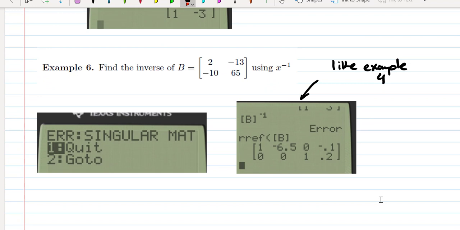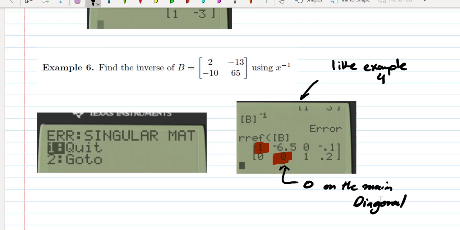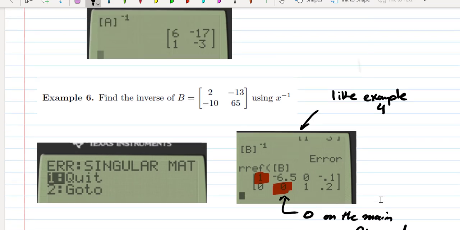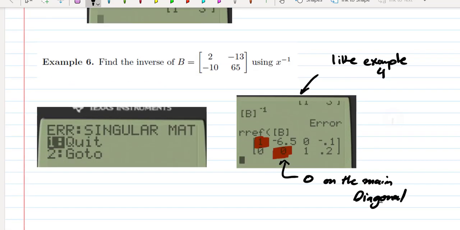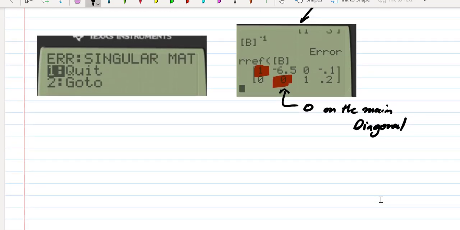I notice I get a 1 on the main diagonal, but what's missing here? And what was our conclusion when we had something that wasn't a 1 on the main diagonal? So if the matrix does not have a 1 on the main diagonal, then the matrix is not invertible. So the long story short is when we see singular matrix, all this means is the matrix does not have an inverse.